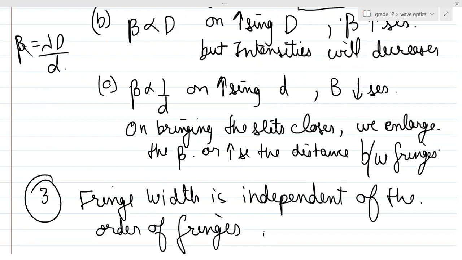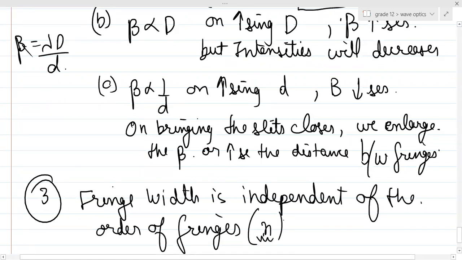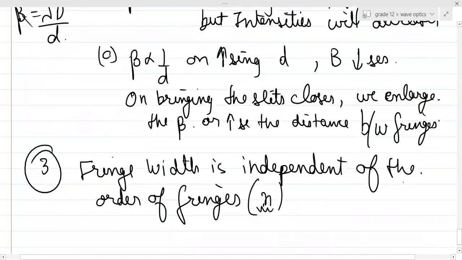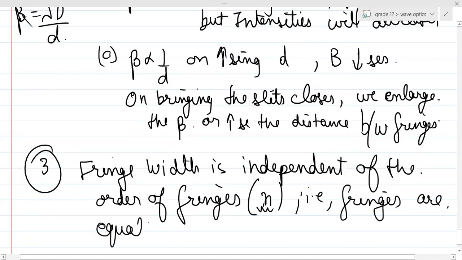That is why I said order of fringes is nothing but n. Do you remember n? Here this n is called the order of the fringe. The fringe width is independent of the order of fringes, basically independent of n. That is, you can say the fringes are equally spaced. Is it clear, guys?